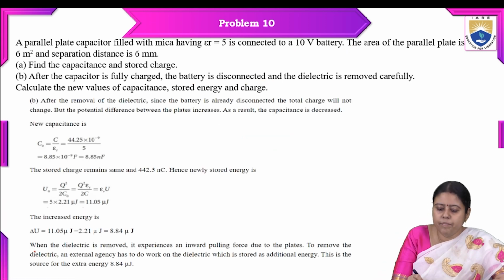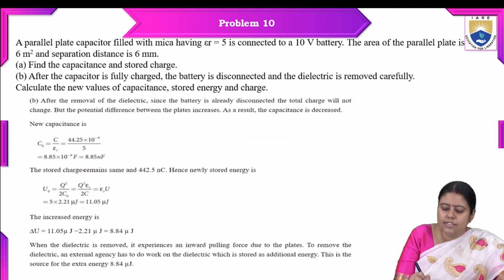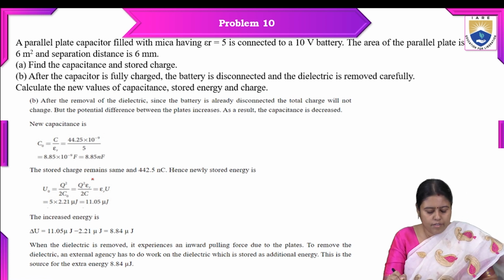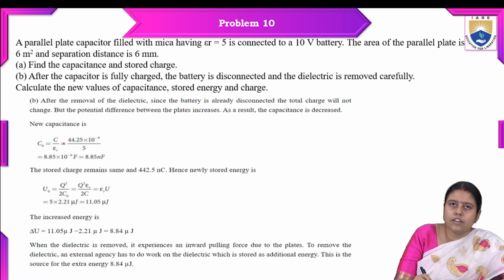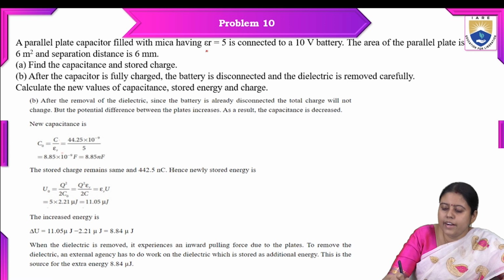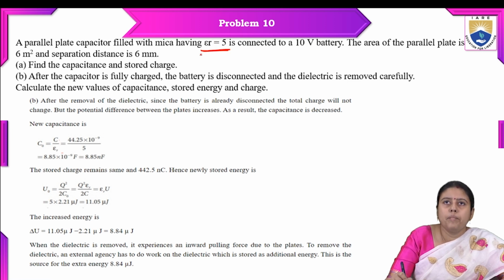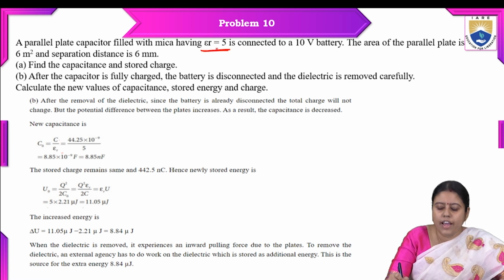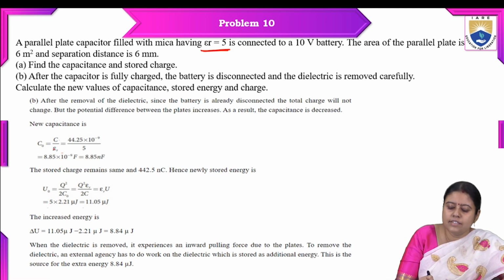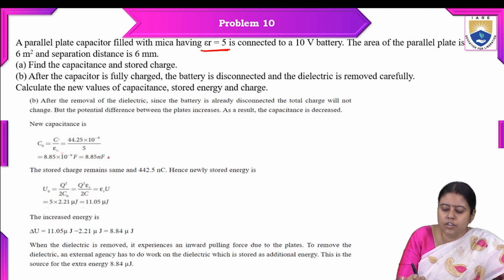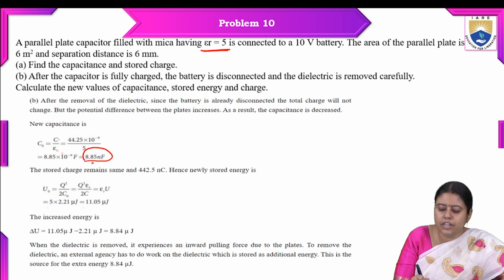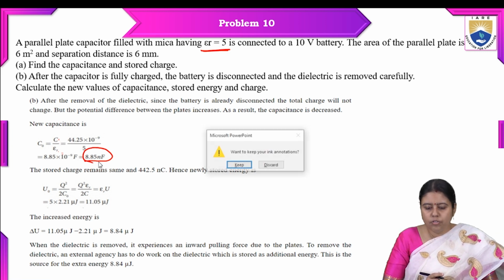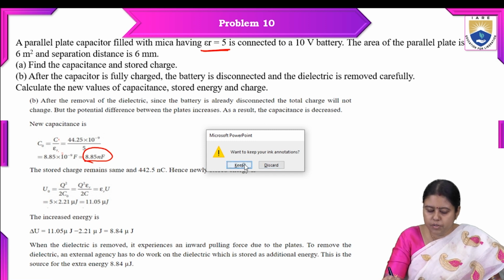So what is the second part? What is the C naught? C naught is equal to epsilon naught A by D. What was epsilon R previously? Previously epsilon R was 5. So what is the capacitance? C by epsilon naught, we are getting the value 8.85 into 10 to the power minus 9. So I will do this problem once again.